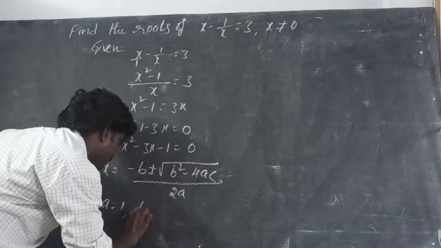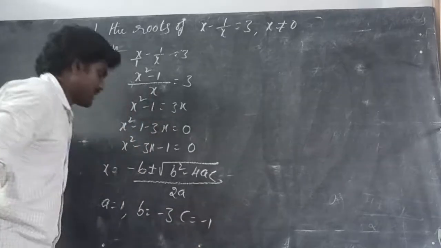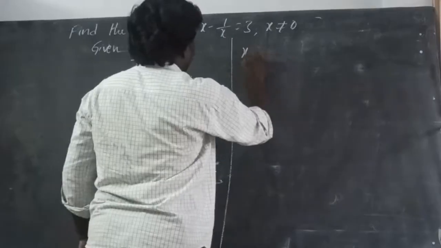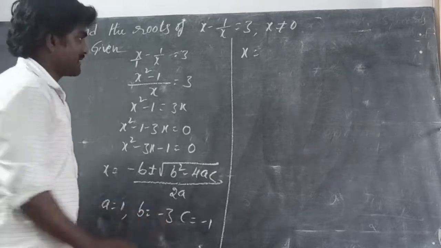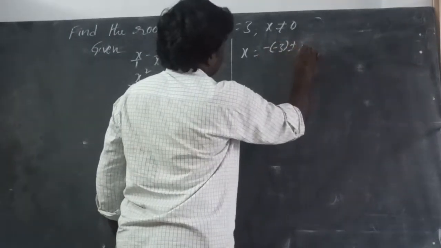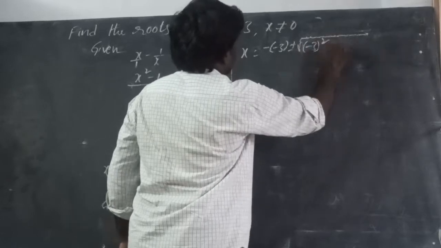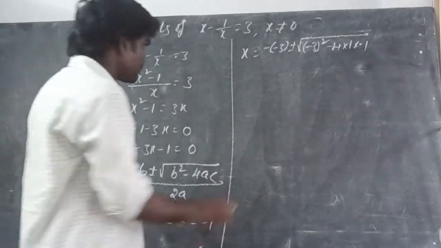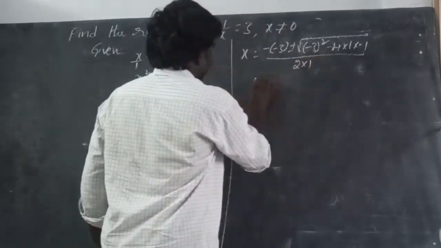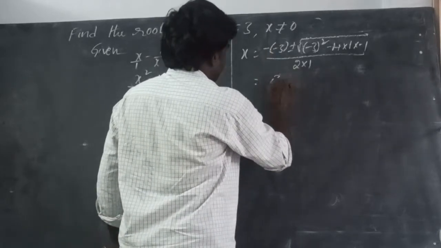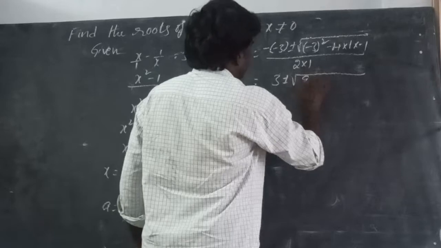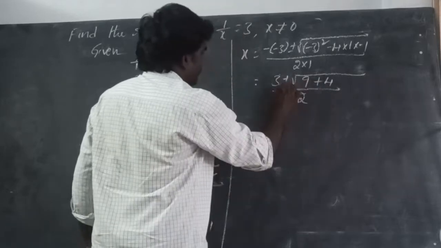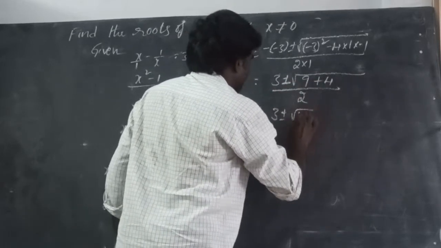The value of a is 1, b is minus 3, c is minus 1. Substitute these values here to get the roots. So x is equal to minus b, and b is minus 3, so minus of minus 3, plus or minus square root of minus 3 whole square minus 4 into 1 into minus 1, by 2 into 1. So plus 3 plus or minus square root of 9 plus 4, by 2. So 3 plus or minus square root of 13 by 2.